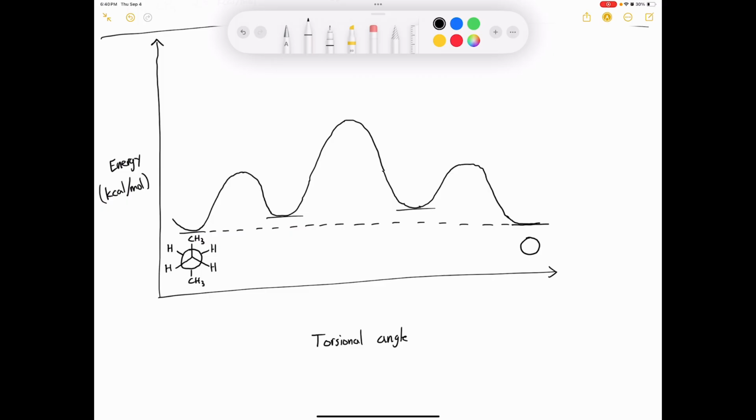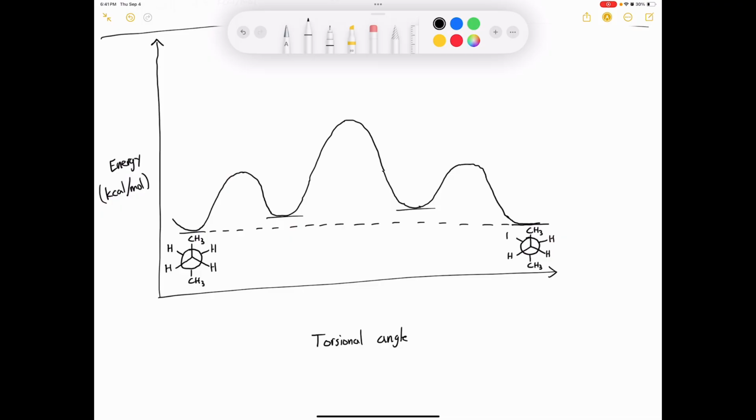This is called the anti-conformer, ANTI conformer, and that's because the methyl groups are opposite from one another in space. All right, so let's draw the other one here. CH3.